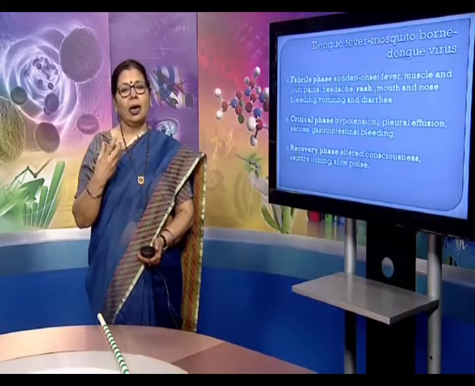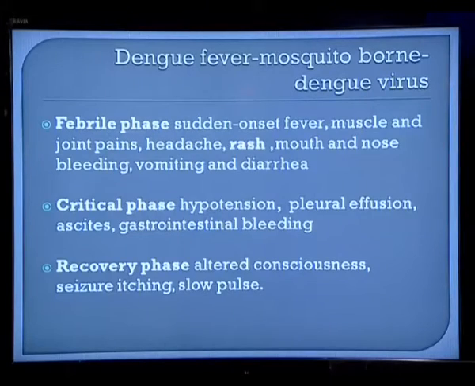Now we are much more worried about dengue. And what is that? There are three conditions for dengue. Febrile phase, that means you have severe fever, muscle and joint pain, headache, rashes, bleeding from the mouth and nose, and vomiting and diarrhea. This is the first phase of dengue.